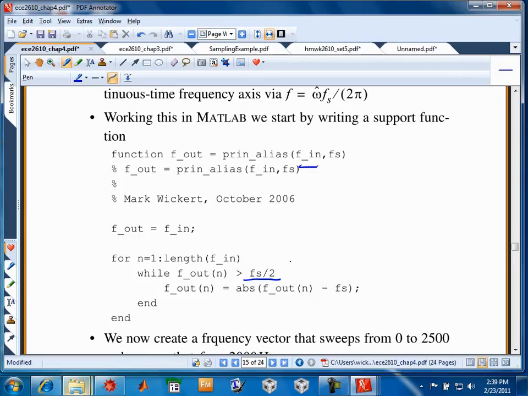Does that look too crude? I mean, it's brute force, right? It's just saying I don't know where it's going to be, and I have to test which multiple of fs that frequency is within fs over 2 of. So it just does it by trial and error.